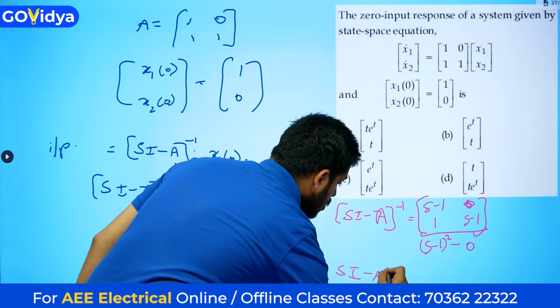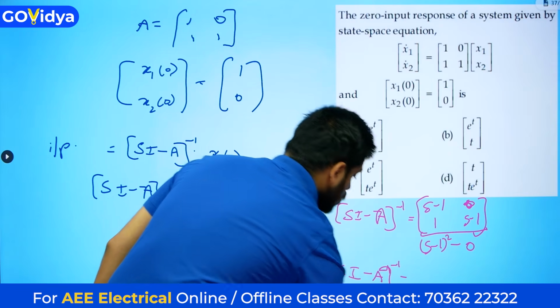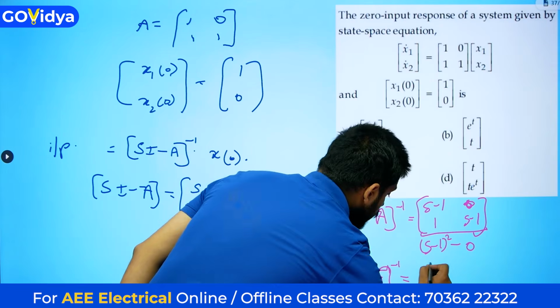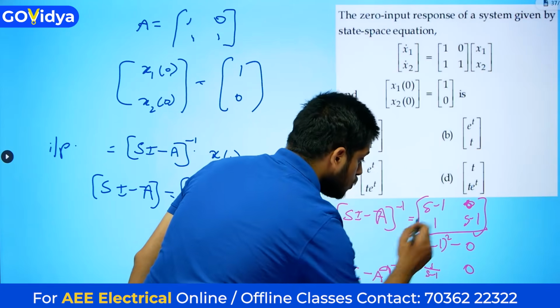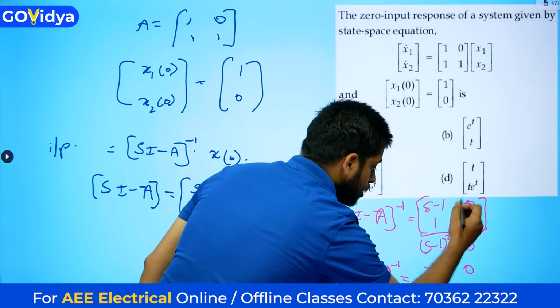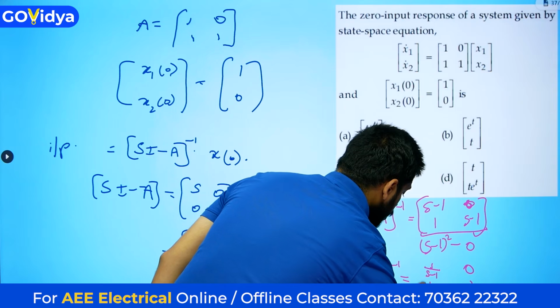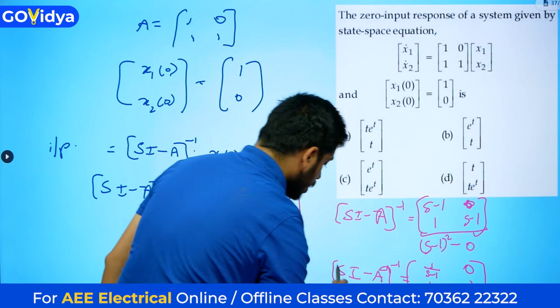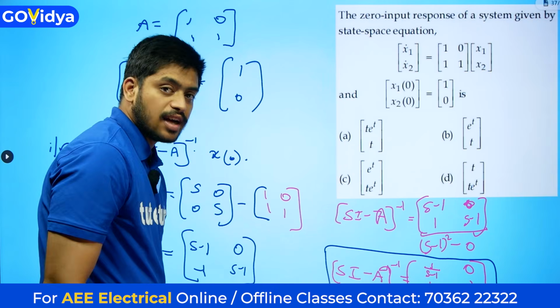(SI - A) inverse would be, multiplying there, we will get 1 by (S - 1), and the second term is 0, and 1 by (S - 1) whole square, again 1 by (S - 1). Okay, this is the value of (SI - A) inverse.